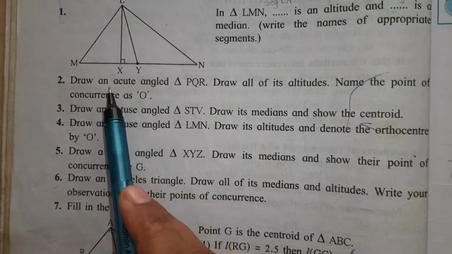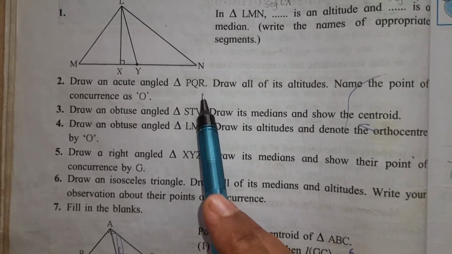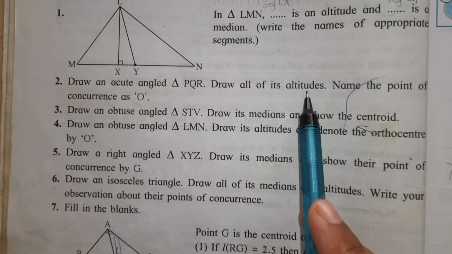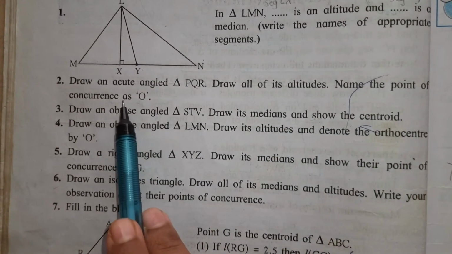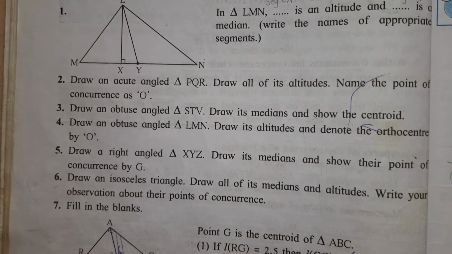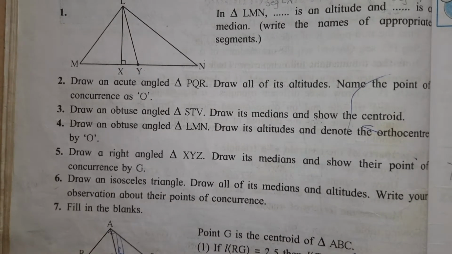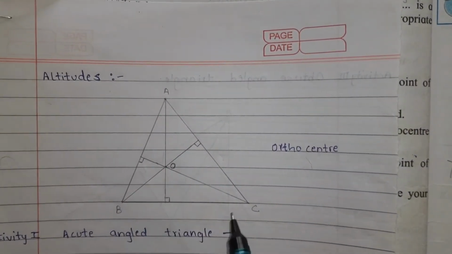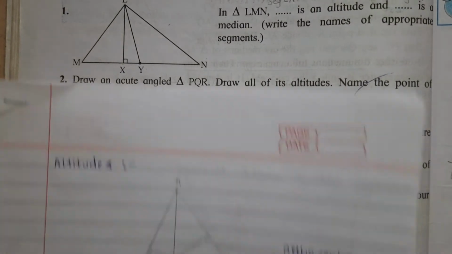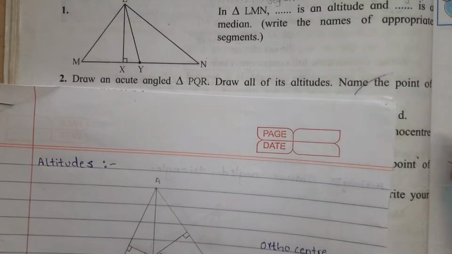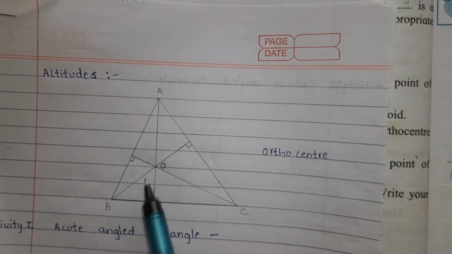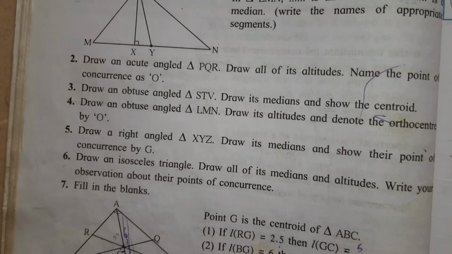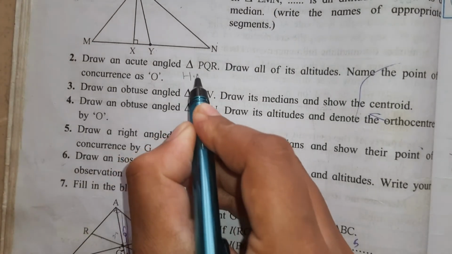Second question. Draw an acute angle triangle PQR. Draw all of its altitudes. How many altitudes you will draw? 3. Name the point of concurrence as O. So this we have already studied. First draw an acute angle triangle. Then name it PQR, because in the question they have told you to give the name PQR. Draw all the altitudes. So by using a set square, you have to draw all the altitudes and name the point of concurrence as O. So this is your homework.